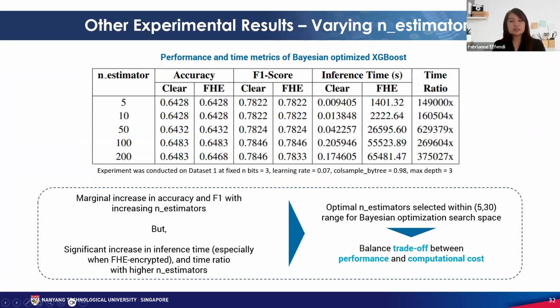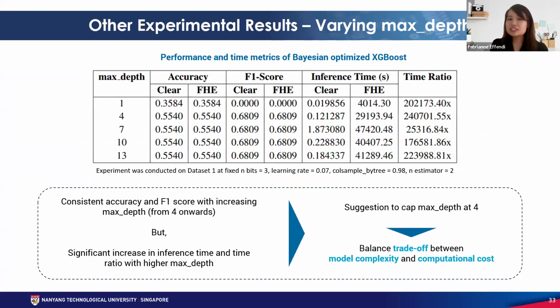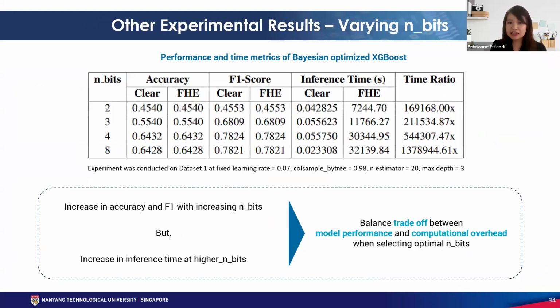We've also conducted other experiments varying different parameters such as n_estimators, max_depth, as well as n_bits. And I think the consistent conclusion was that there needs to be a balance between model performance and computational overhead when selecting hyperparameters or determining the optimization search space. And that's what we did using these various experimental results.